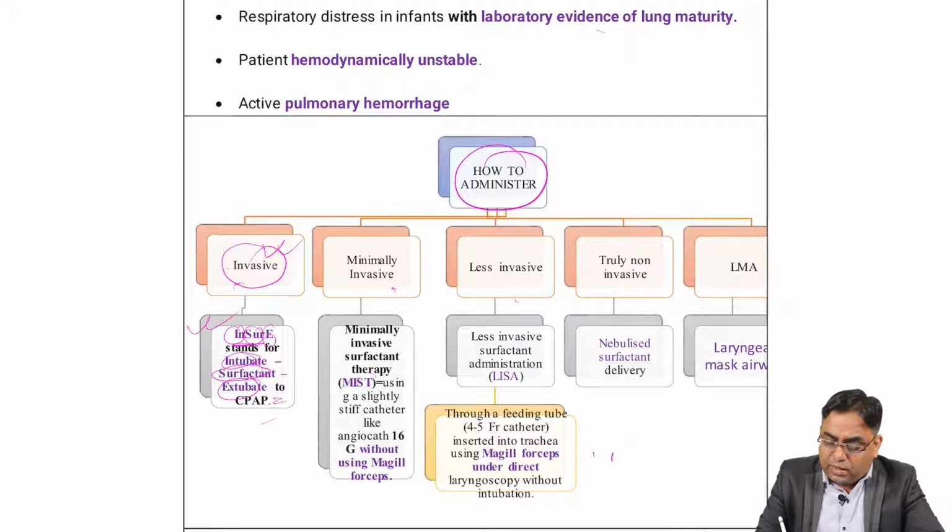Next is the minimally invasive therapy, that is MIST, with a catheter like an angiocath 16G and without Magill forceps. Next is the less invasive, that is LISA, and it is given through a feeding tube, 4 to 5 French catheter, and Magill forceps is used. So L for LISA and L for Magill. For long-term memory, many a time a question is asked: Magill forceps is used for LISA.